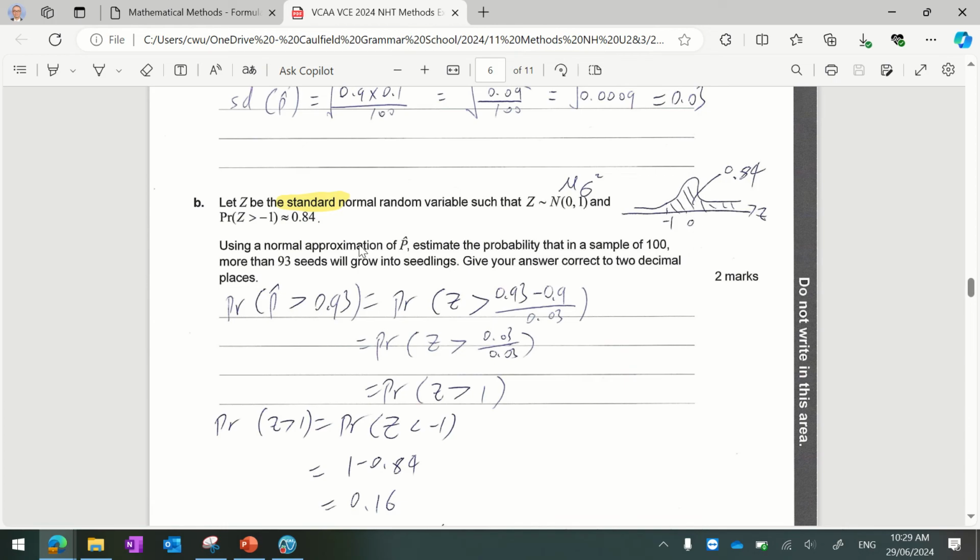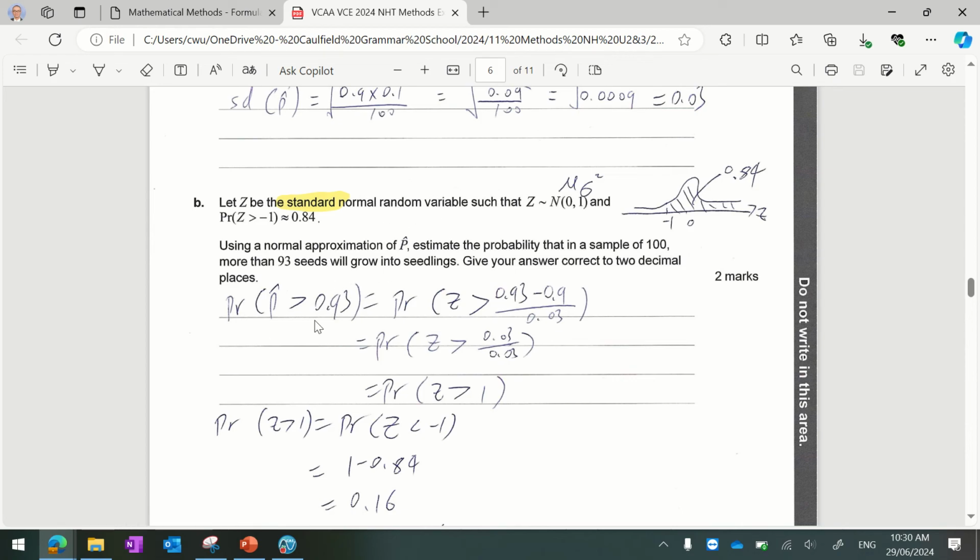And then we have a normal approximation of p hat for the sample of 100. Find the probability that more than 93 seeds will grow into seedlings. Give your answer correct to decimal places. Here, because the question is mentioning the standard normal, your first intuition is that you need to convert the sample proportion to a standard normal variable.